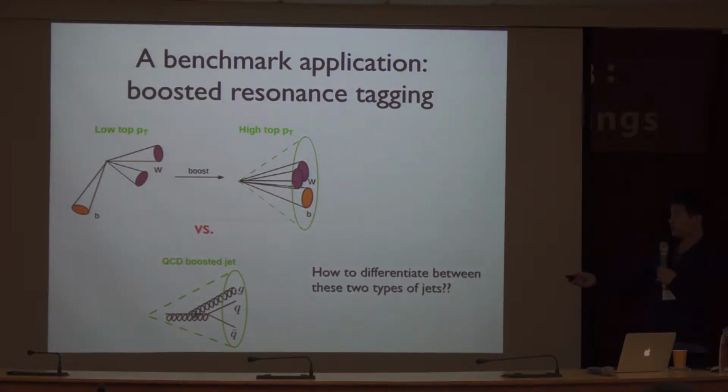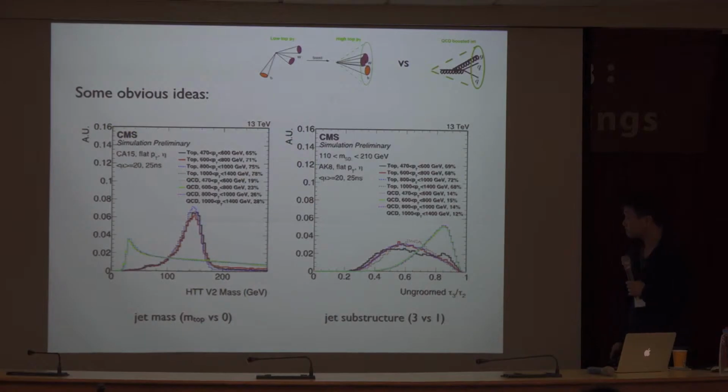But if the top is highly boosted, then these jets become collimated, and what you have are these 3 subjets inside a big, what's called a fat jet. And then it becomes an interesting question how to differentiate this fat jet that has a top inside of it from a regular QCD jet that's initiated from a massless gluon or a quark. So how do we tell the difference between these 2 types of jets?